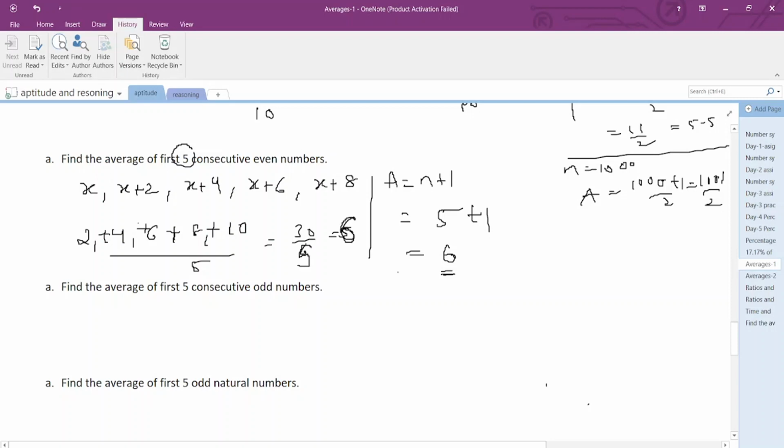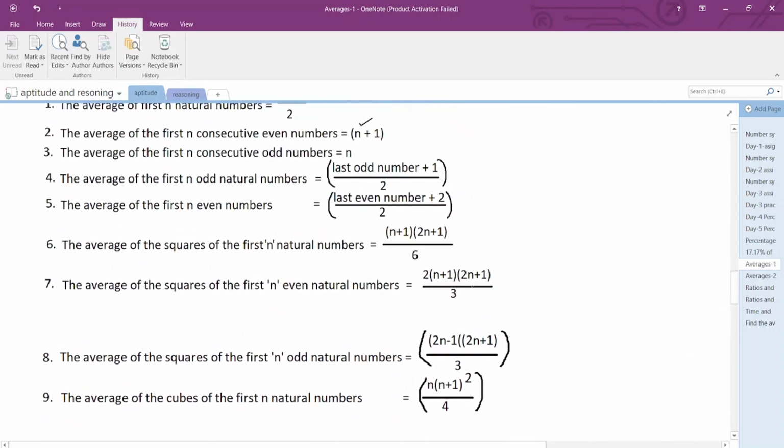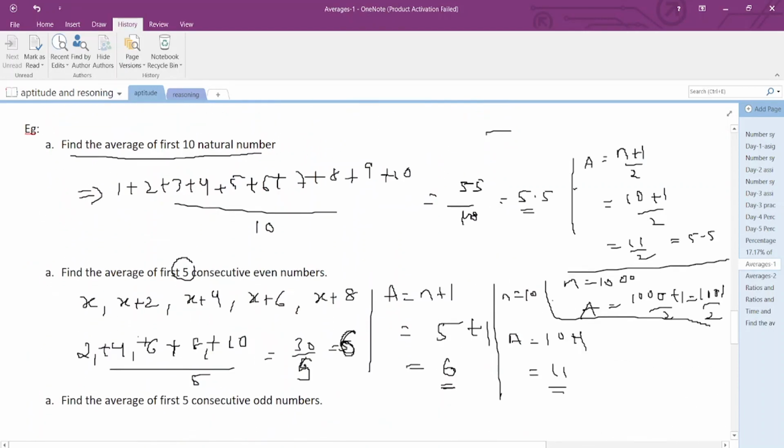So now see, it is matching, right? Simple. If we ask, suppose, the first 10, then you can take n is equal to 10. Now average is equal to 10 plus 1, which is equal to 11. So you can directly tell, right? In this way you can directly use these shortcuts. For that you have to remember all these formulas. In the same way, the average of the first 10 consecutive odd numbers.